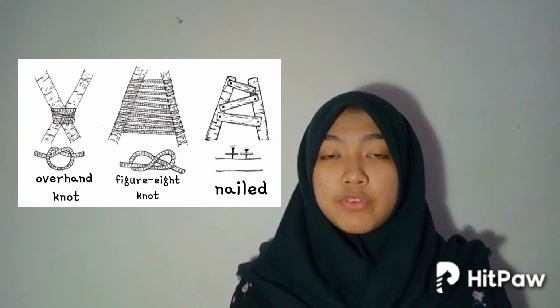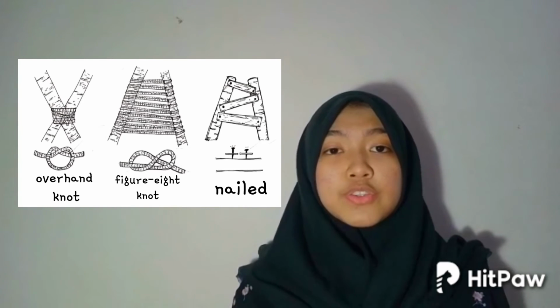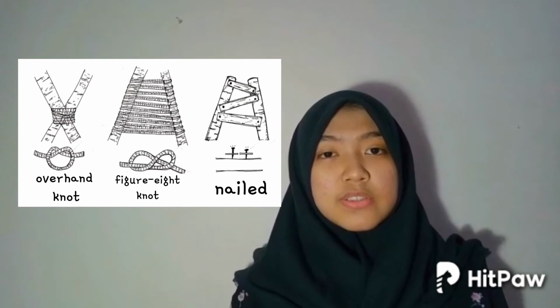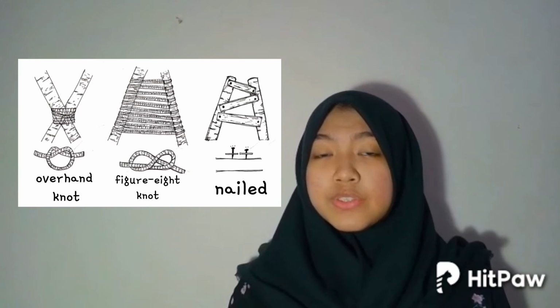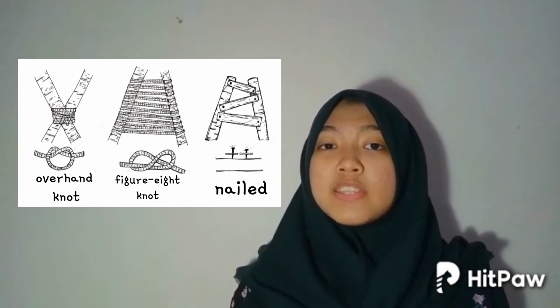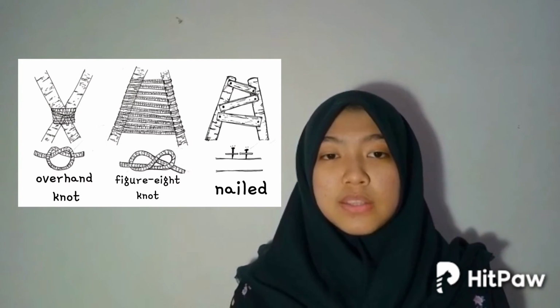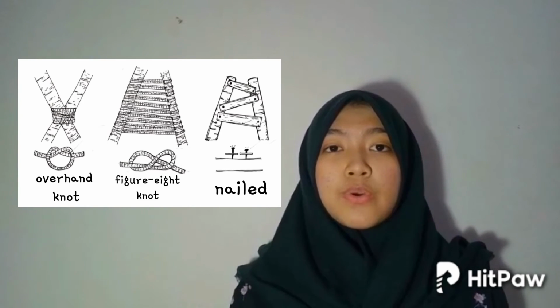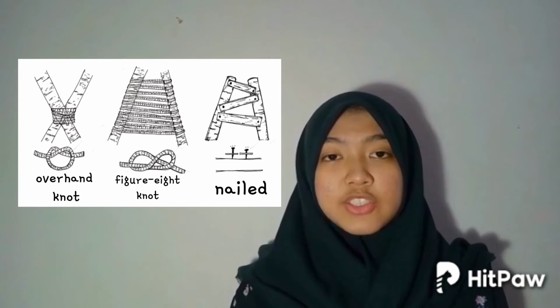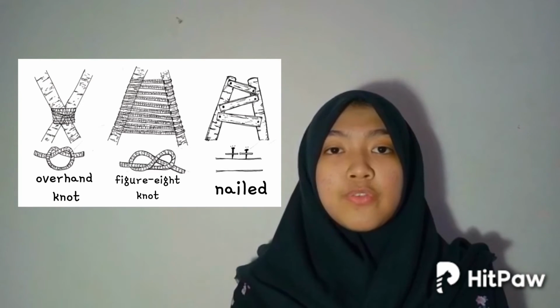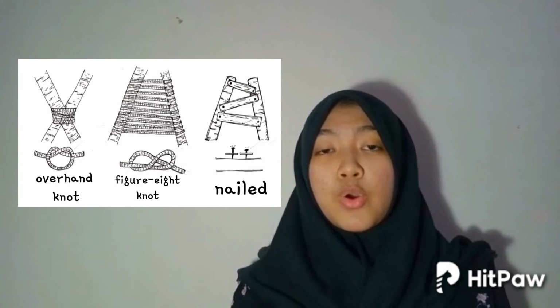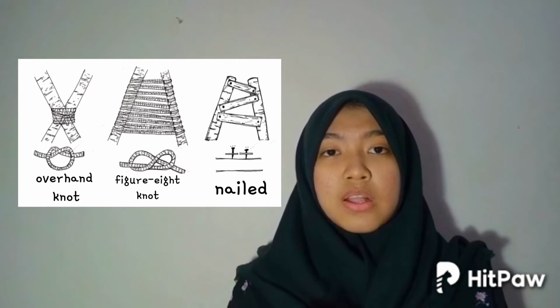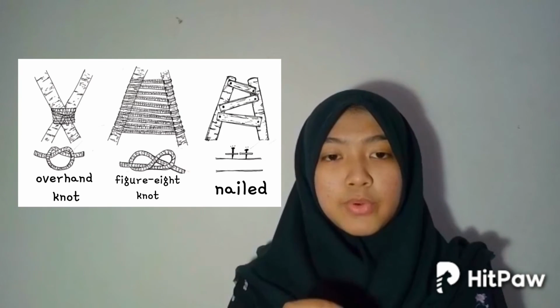For the rope connection, there are two kinds of methods that were used. The first one uses an overhand knot and the second one uses a figure 8 knot. And for the nail connection, the pieces of bamboo were drilled with a hole before the nails were inserted into the bamboo.